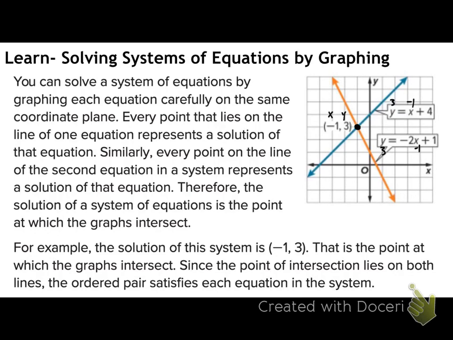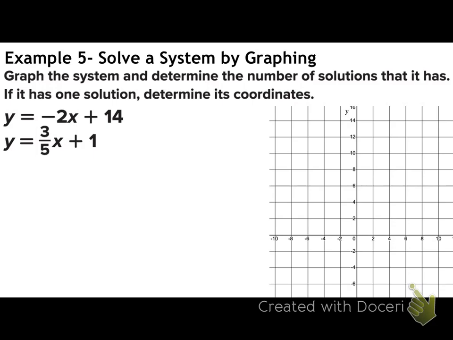So, overall, big picture, to solve a system of equations by graphing, graph the two lines. Wherever they intersect, that's your solution. You guys got that? Point of intersection is the solution. Can I move on? Yep. Okay. Got the big idea?